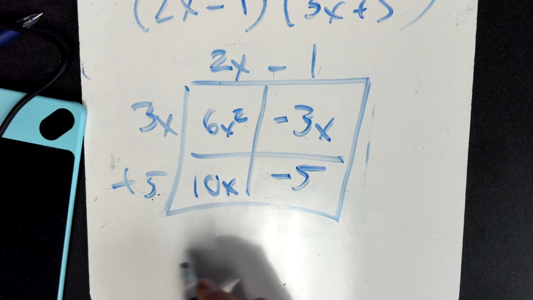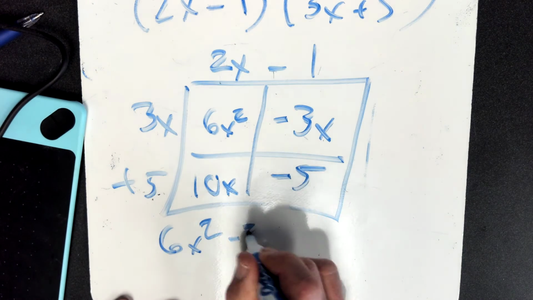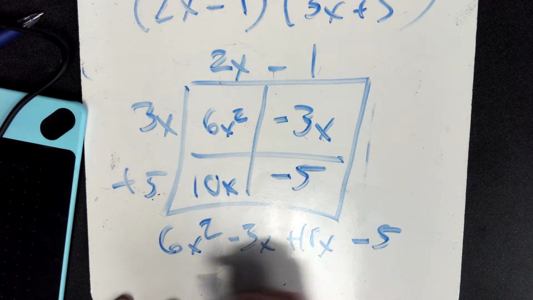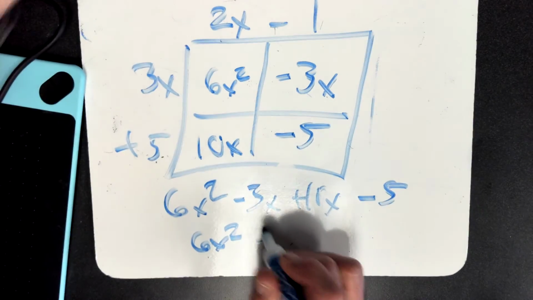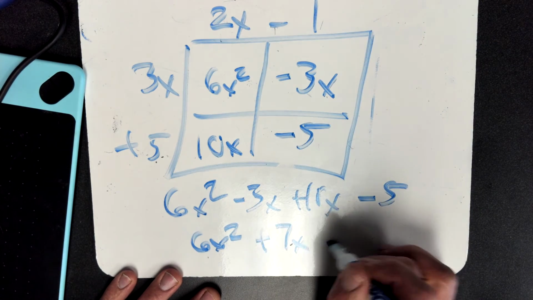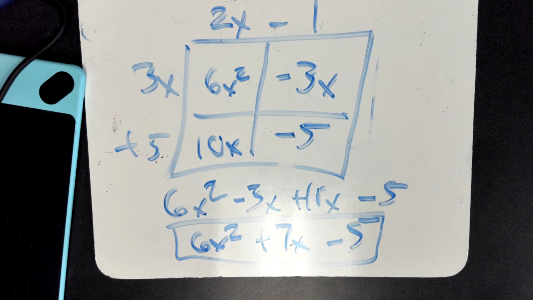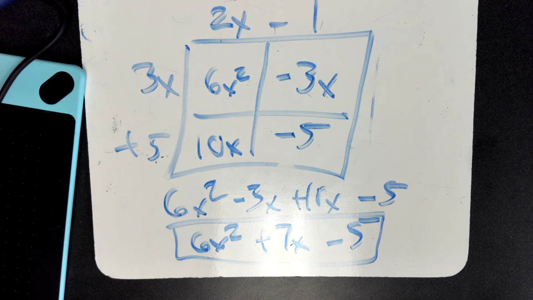When I expand, I get the terms 6x squared minus 3x plus 10x minus 5, which would be 6x squared plus 7x minus 5. And that would be the expanded form of this polynomial using the box.